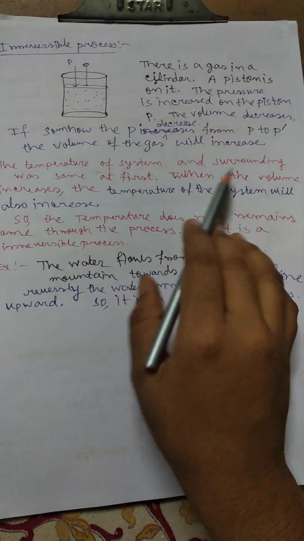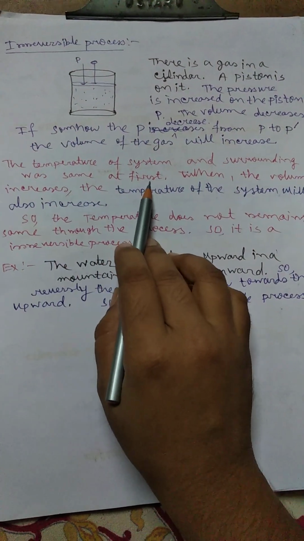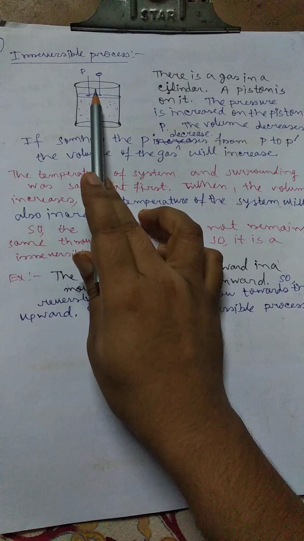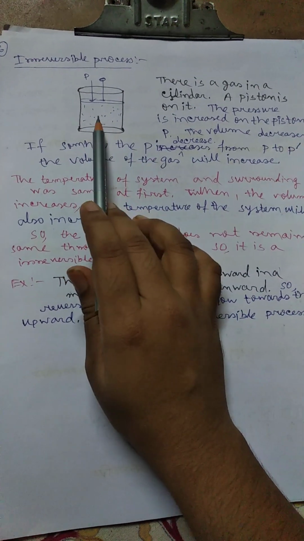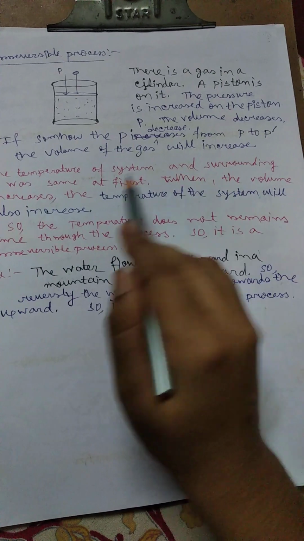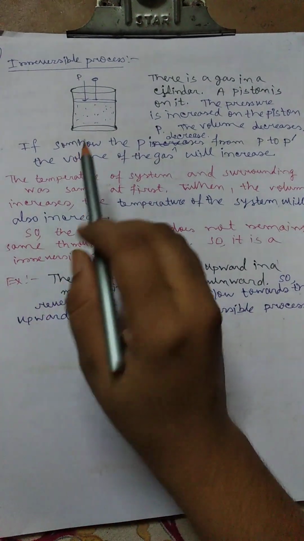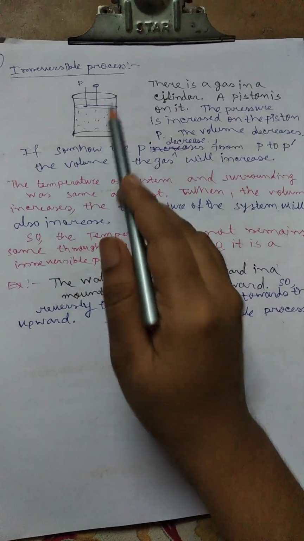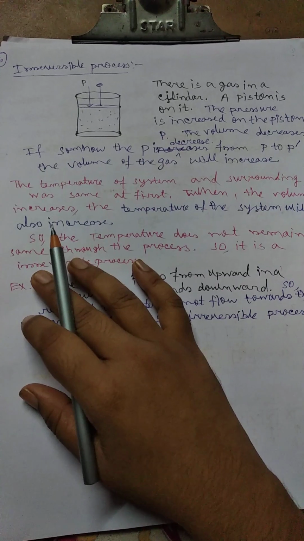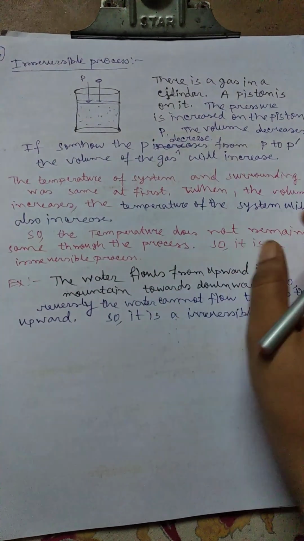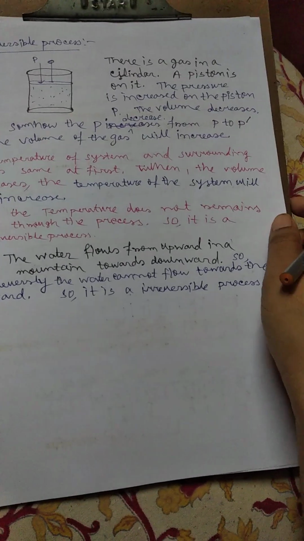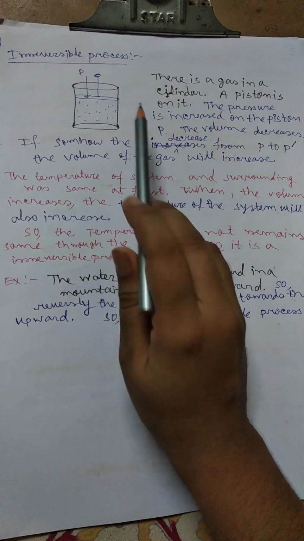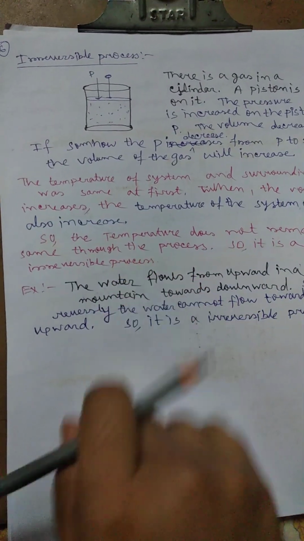The temperature of the system and surrounding was the same at first. At first, when the process had not started, when I did not increase the pressure, the temperature of the system and surrounding was the same. When the volume changes, the temperature of the system will also increase. So the temperature does not remain the same through the process. It is an irreversible process.